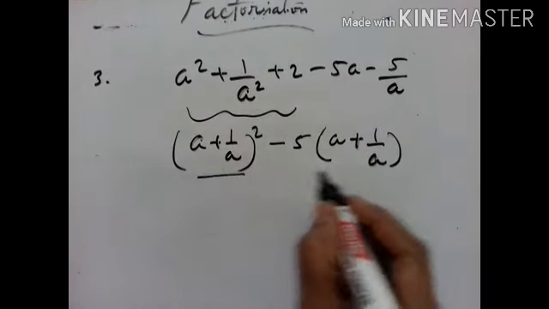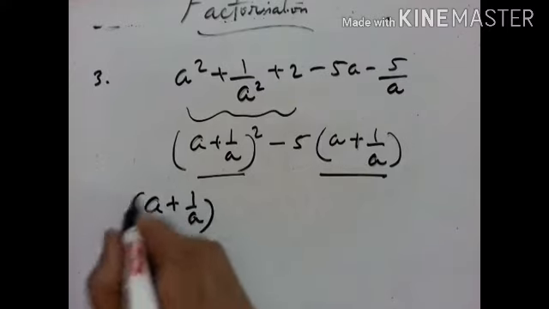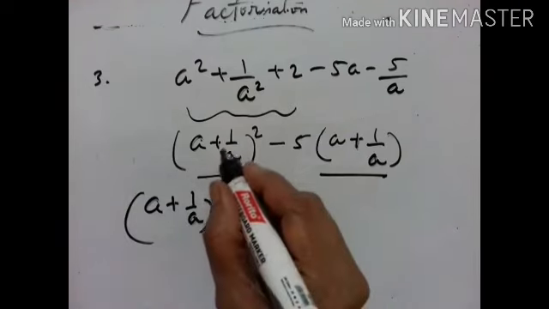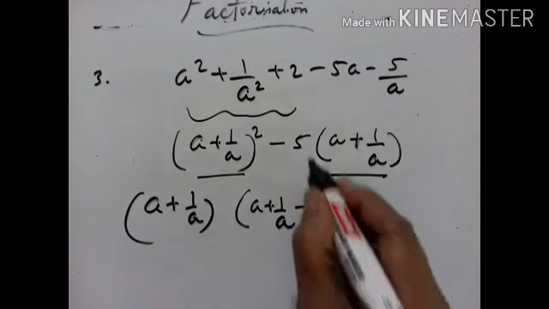Now here a plus 1 upon a is common. A plus 1 upon a, and here 1 a plus 1 upon a has gone out. One bracket has gone out. What remains is a plus 1 upon a minus 5.